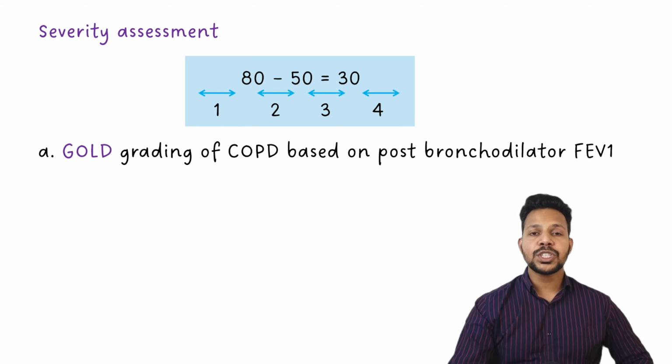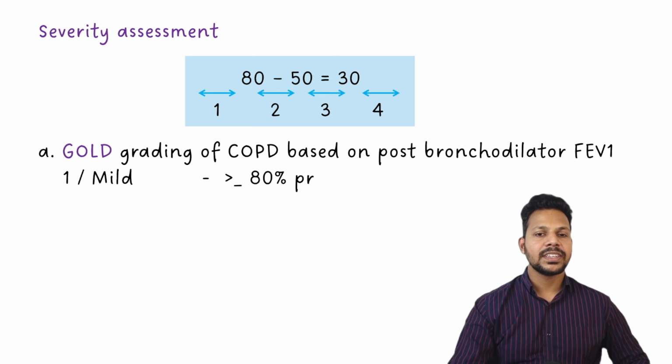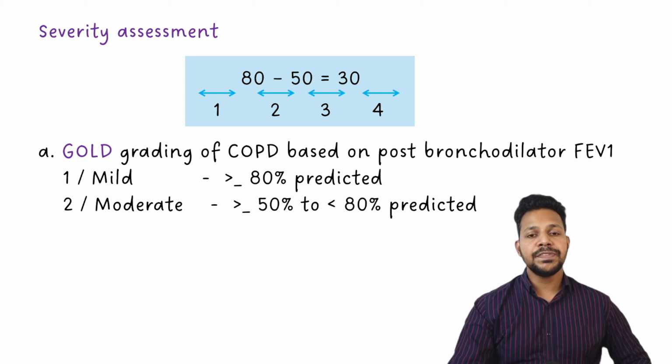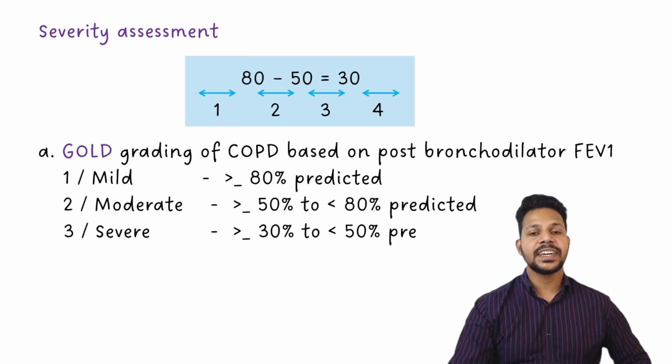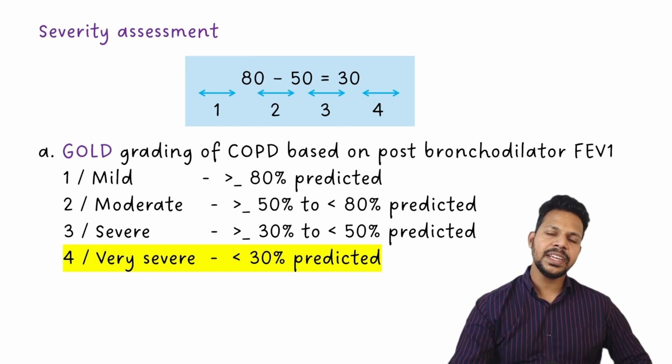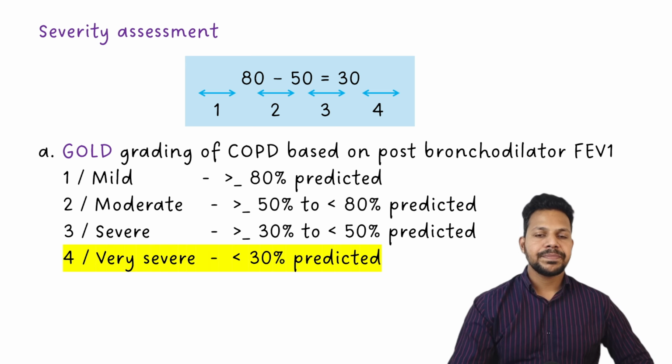When this post-bronchodilator FEV1 is more than 80%, it is grade 1 or mild. When it is 50 to 80%, it is grade 2 or moderate. When this is 50 to 30%, then it is grade 3 or severe. When it is less than 30%, then it is grade 4 or very severe. Okay, you can simply remember this grading by looking at the mnemonic. 80 minus 50 is equal to 30.